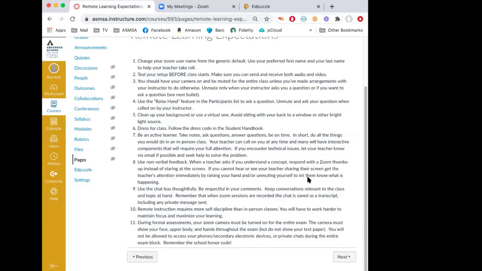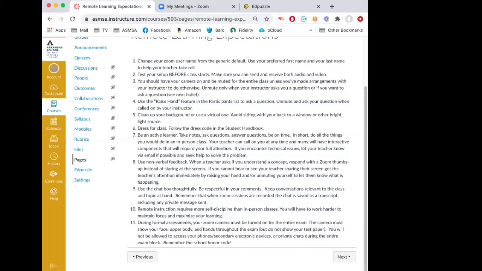And last one, when we do formal assessments, focusing mainly on thinking about your semester exam that's coming up, your Zoom camera must be turned on for the entire class. So for those that don't have cameras, I think everybody does, let me check.